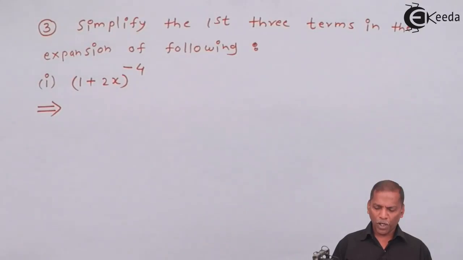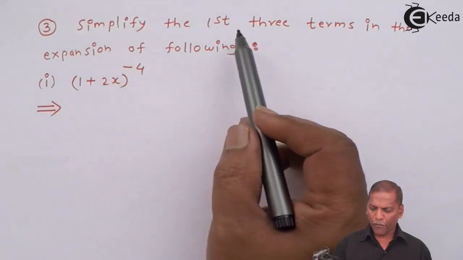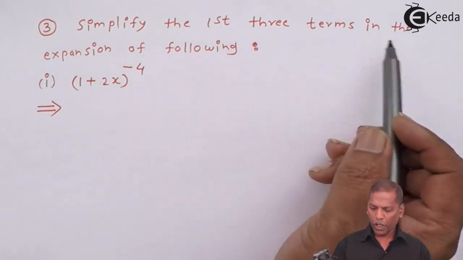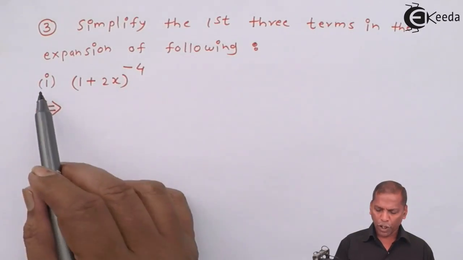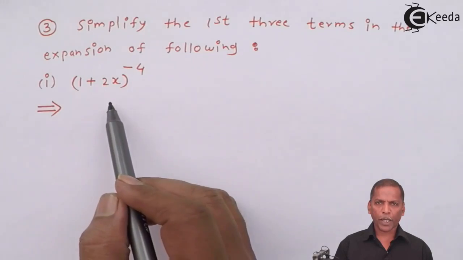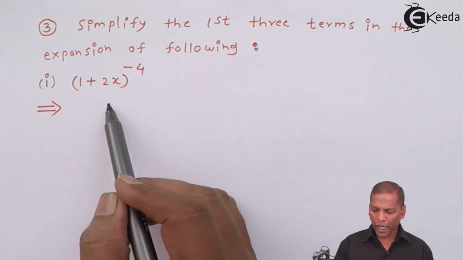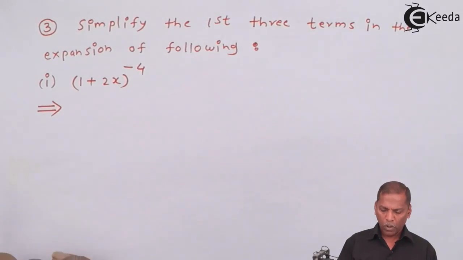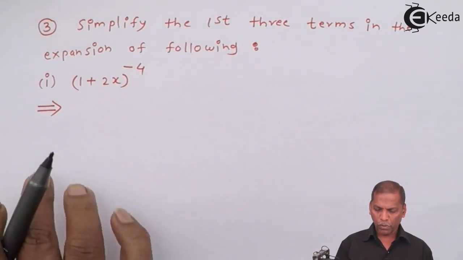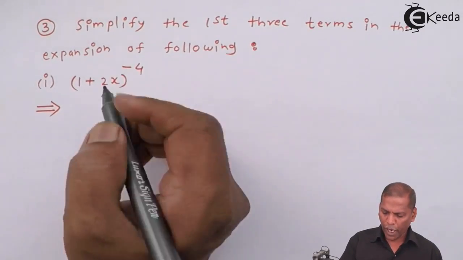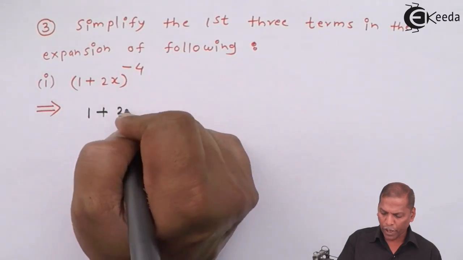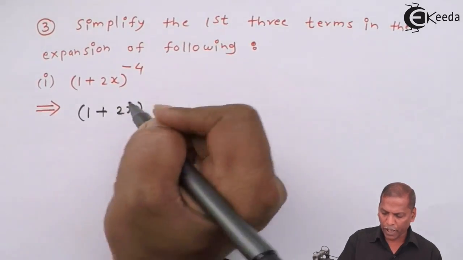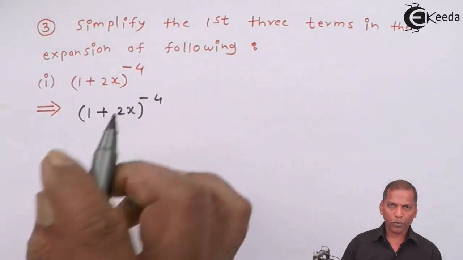The question number 3 is simplify the first three terms in the expansion of following. Sub question 1 is (1 plus 2x) whole bracket raise minus 4. Now let's see the solution. First we write the question that (1 plus 2x) whole bracket raise minus 4.